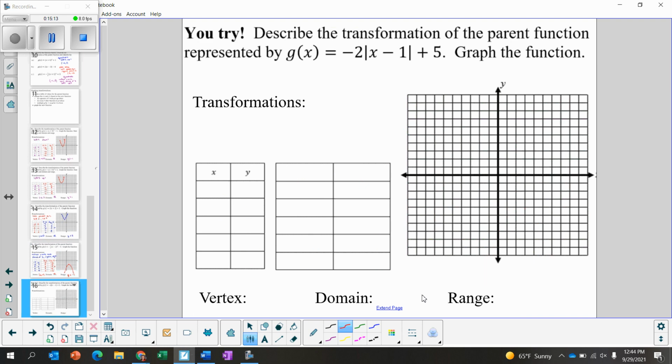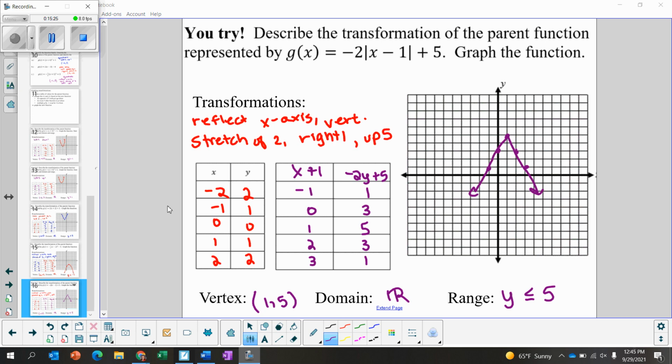So you're going to go ahead and try this last one. It's an absolute value problem. Pause, and then you can check your answers. All right, go ahead, check your answer.